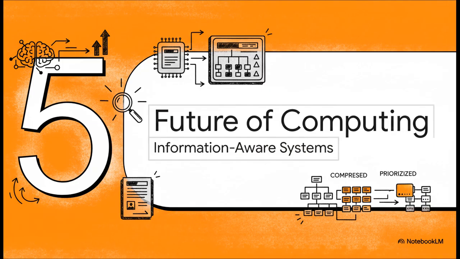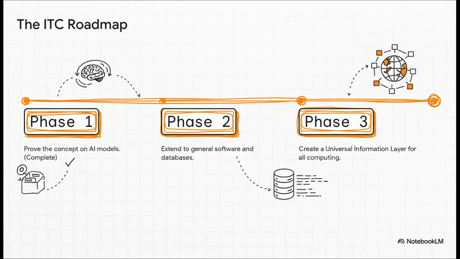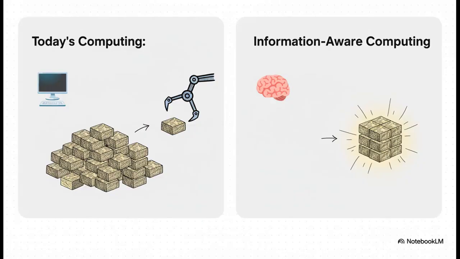And all of this points to a pretty radical new vision for the future of computing, building systems that are, from the ground up, information aware. And they've got a clear roadmap to get us there. Phase 1, proving this on AI? Check. That's already happening. The next step is to build tools that can apply this stuff to regular software and data. But the ultimate goal, Phase 3, is a universal layer that just optimizes everything automatically, all based on the principles of information.